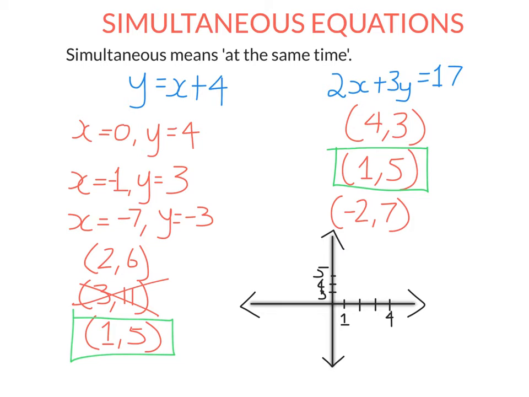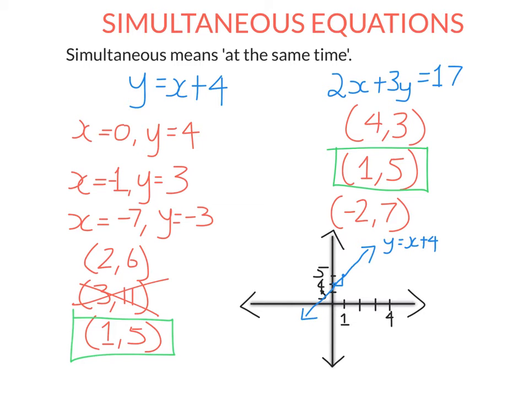So let's say I was going to graph the line y equals x plus 4. So we've done that before. We know that we'd mark the y-intercept of 4, and the gradient of 1 means we go across 1, up 1. This would be the second point. So y equals x plus 4 would just be this line here.